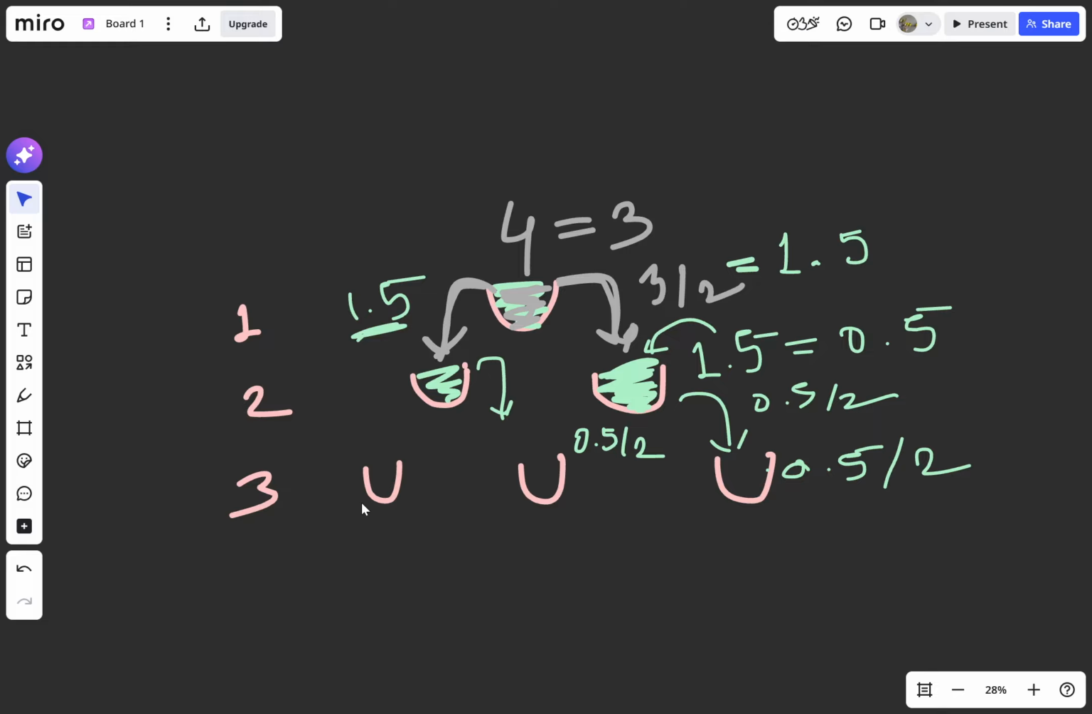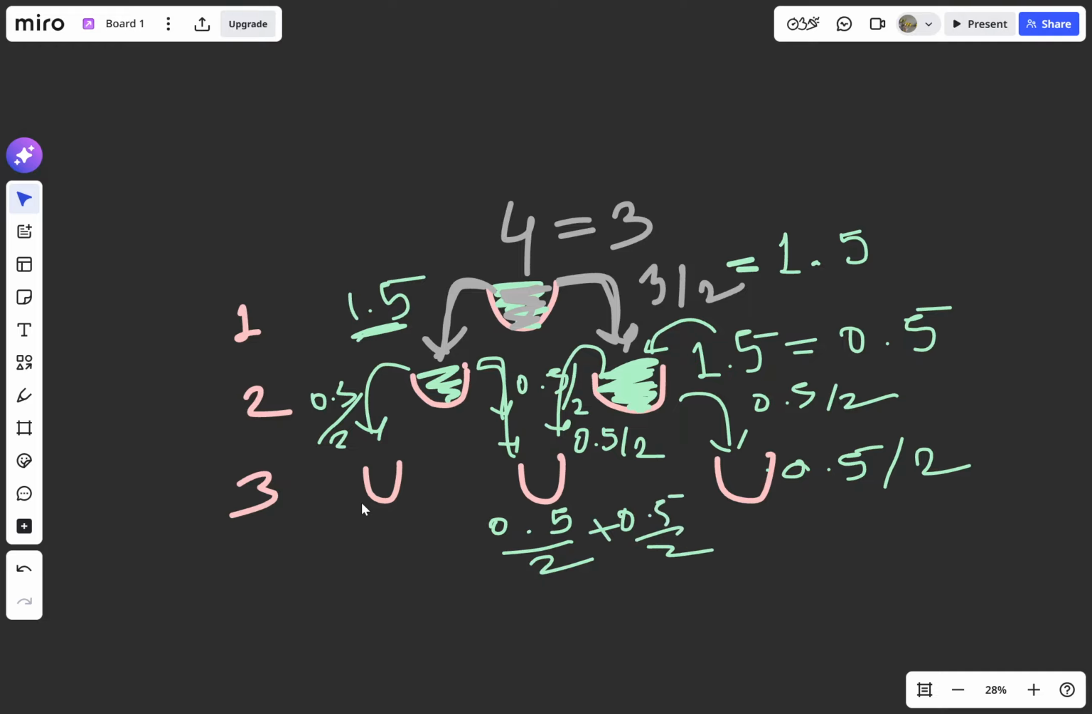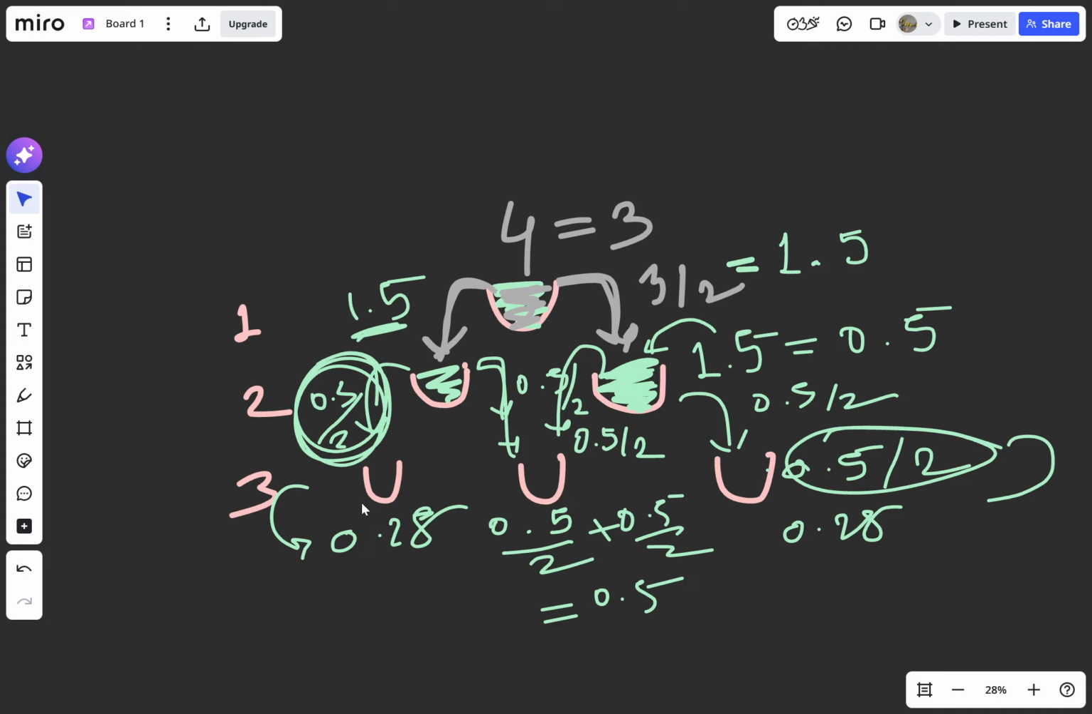Okay, and 1 by 5 will be equally distributed into this 0.5 divided by 2 and 0.5 divided by 2. Now here, this 0.5 divided by 2 and this 0.5 divided by 2 means it contains 0.5 divided by 2 plus 0.5 divided by 2, and this results into 0.25, this results into 0.25. We have divided 0.5 by 2 and we get 0.25, and by dividing 0.5 by 2 we get 0.25.